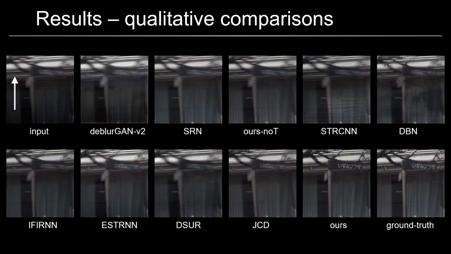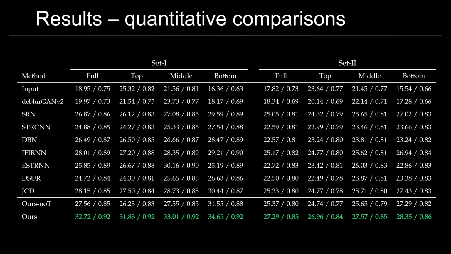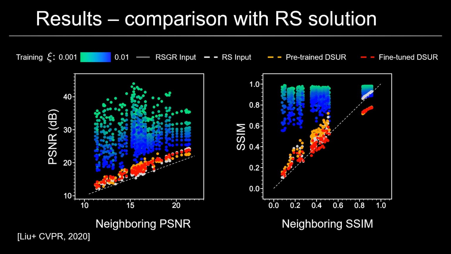Compared with other algorithms, such as GS deblur and RS rectification, our algorithm achieves the best performance. It consistently outperforms others with a large margin on all evaluation metrics. Our RSGR solution shows its superiority to the RS solution. Especially, it is good at dealing with significant motion, indicated by lower neighboring metrics.